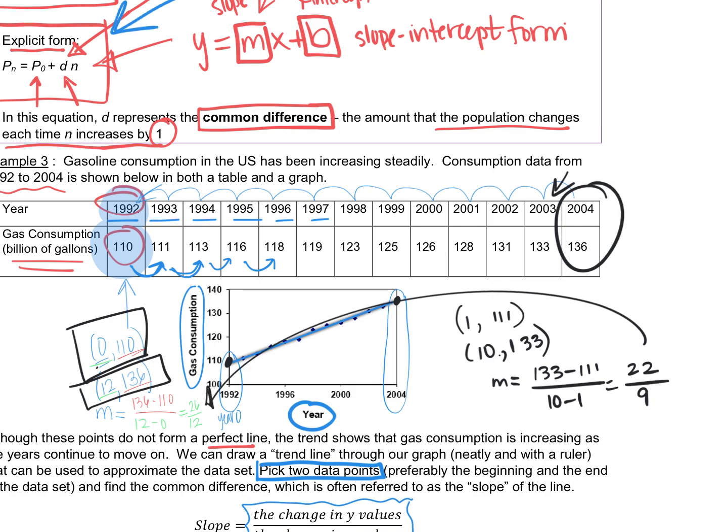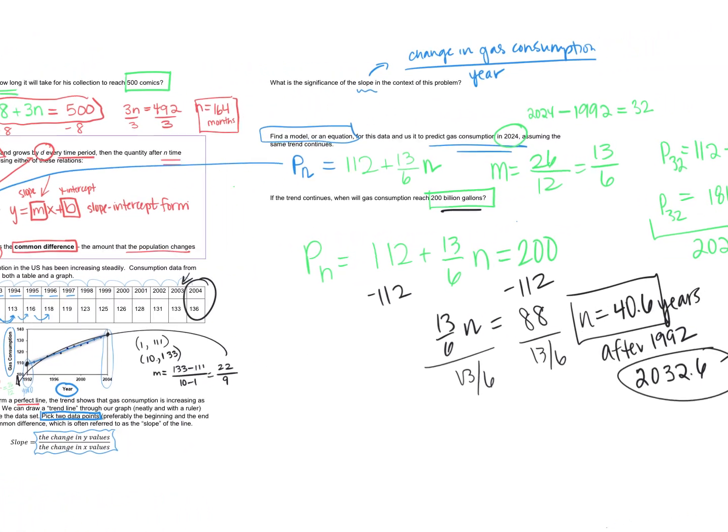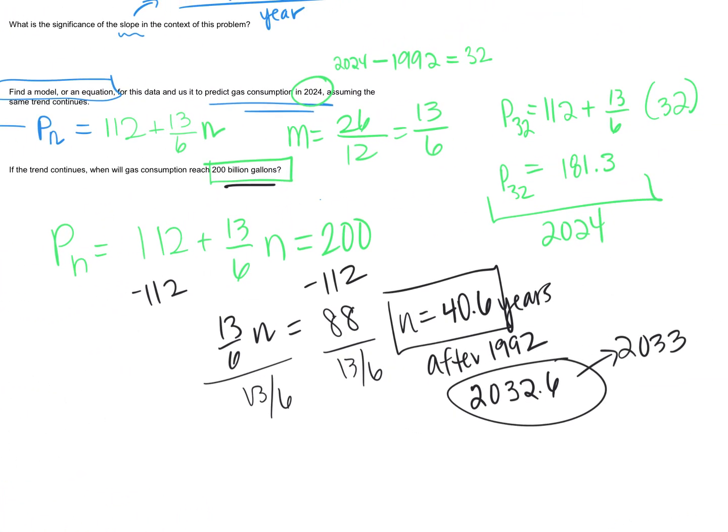So again, it's just an approximation to get an idea of a line, so that way we can use it to predict. Again, your numbers might not be exactly what I have here, but it should be pretty close.